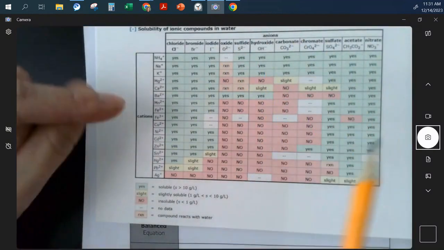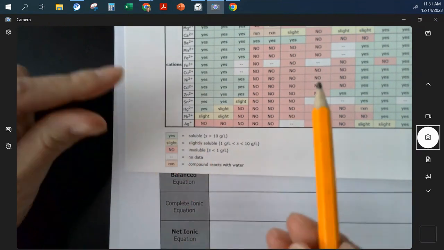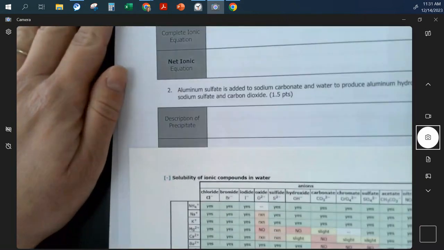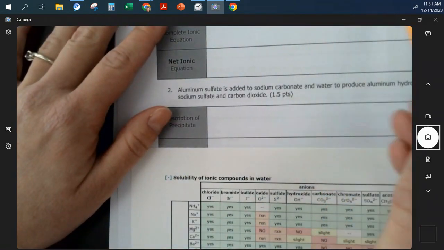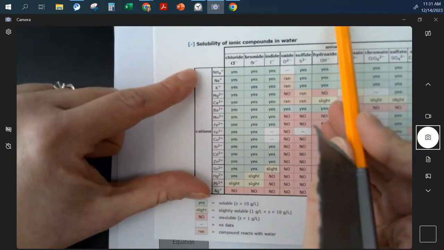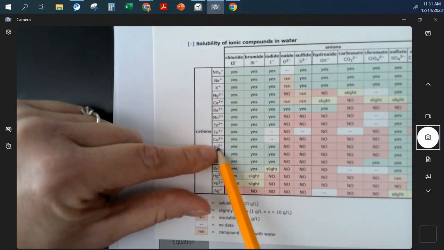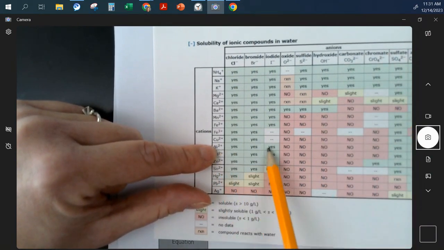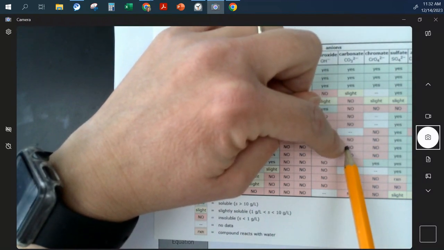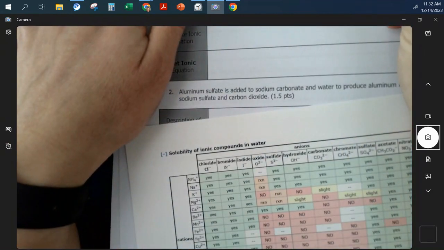All right, so how this works is, this one has a key. If it's green, it's soluble. So if it says yes, it's gonna dissolve, so it's not gonna be a solid. So we have to decide, is nickel carbonate a solid or is sodium chloride a solid? Let's do nickel carbonate. We find nickel 2 over here, and then we find carbonate. It says no. If it says no, that could be our solid. So this one is going to be a solid.